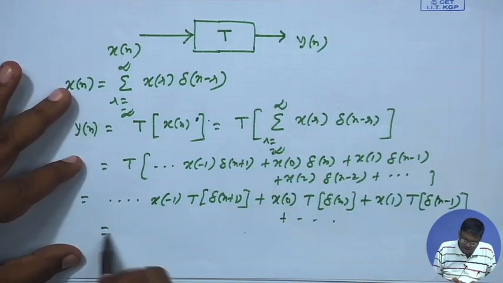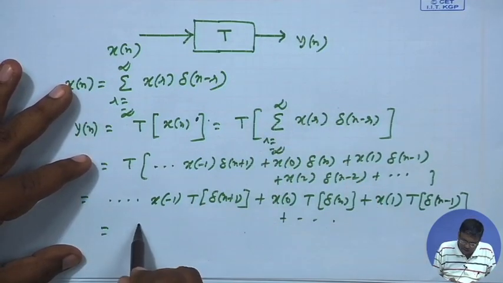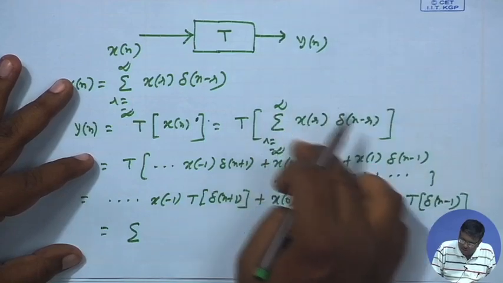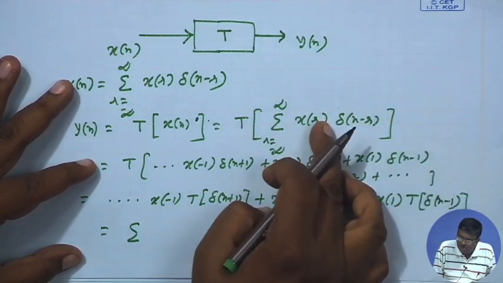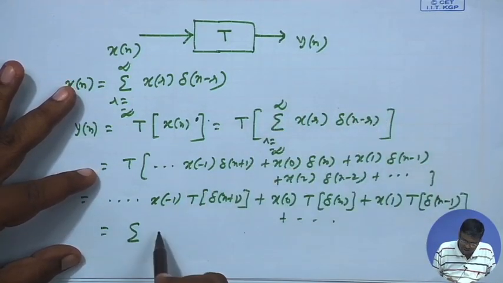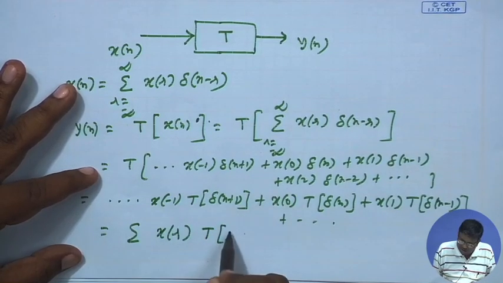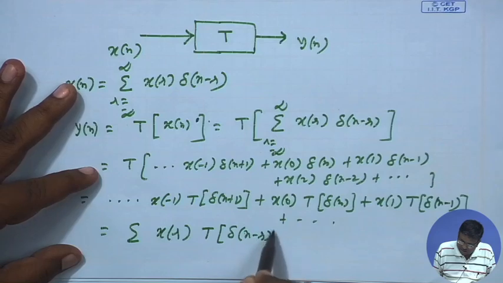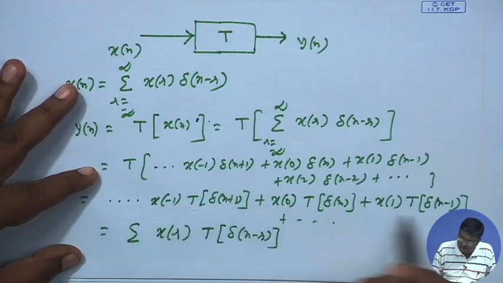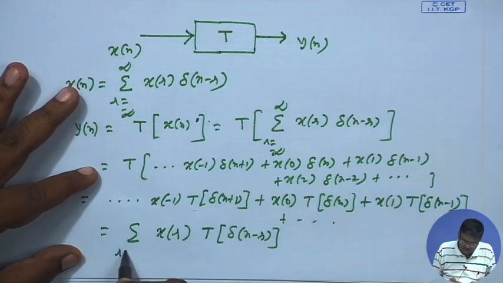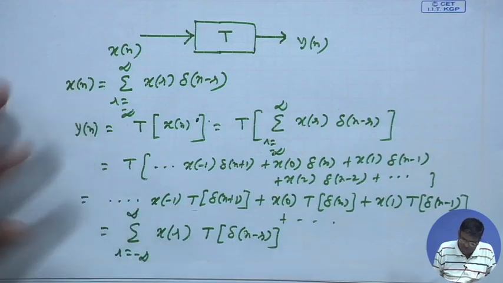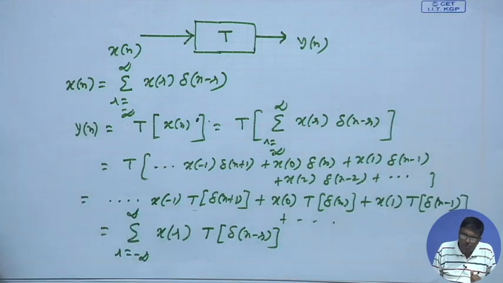In general, in this expression you can write T will work on this total, and then this constant will go out, T will work on this. So, x r times T working on delta n minus r. This is nothing but this summation, I am writing it in this way. All right. So far so good.